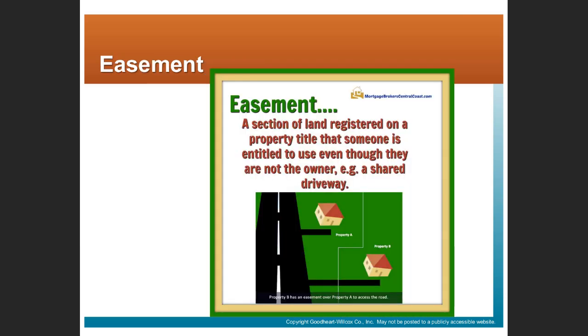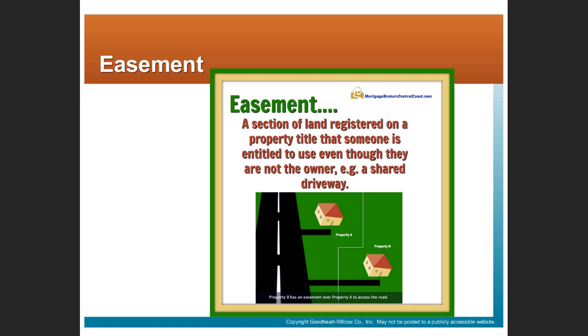This easement is likely to be described in the legal description of the property, the plot plan, or the plat of survey. So the plat of survey is a legal document that spells out this arrangement.